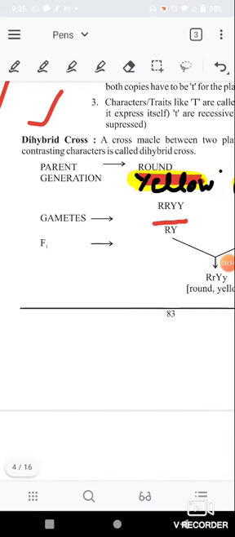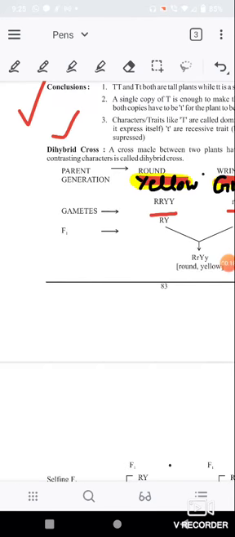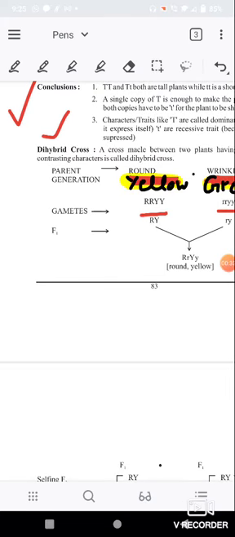Dihybrid means a cross which is made between two parents, and in this cross we are going to study two pairs of contrasting characters. Like in the monohybrid cross, we made a cross between two parents and studied only a single character, like the height of a pea plant. But here in the dihybrid cross we are going to study two pairs of contrasting characters together, and how the characters are transferred from one generation to another.